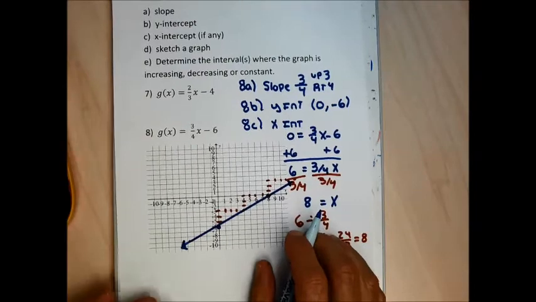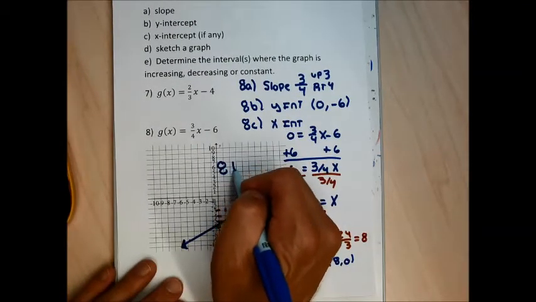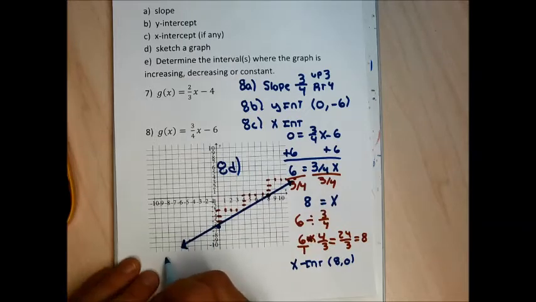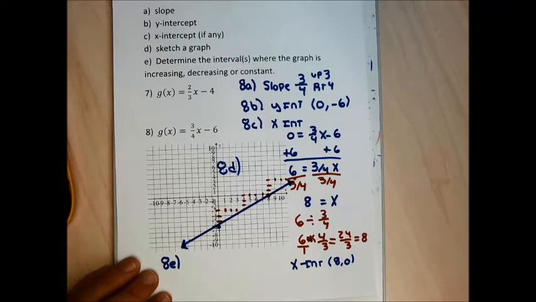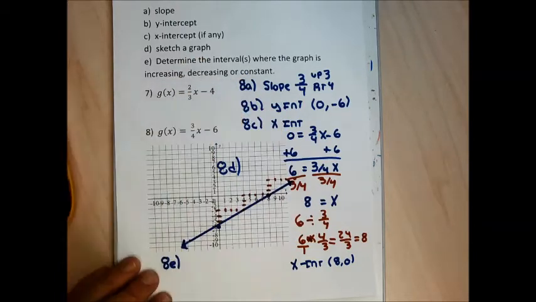For the increasing and decreasing, all lines are, so this is the answer to 8D, all lines are either increasing everywhere from negative to positive infinity, decreasing from negative to positive infinity, or constant from negative to positive infinity. When I'm asked to determine the intervals where a line is increasing, decreasing, and constant, there's only one interval. It's the interval from negative to positive infinity, because there aren't any turning points.